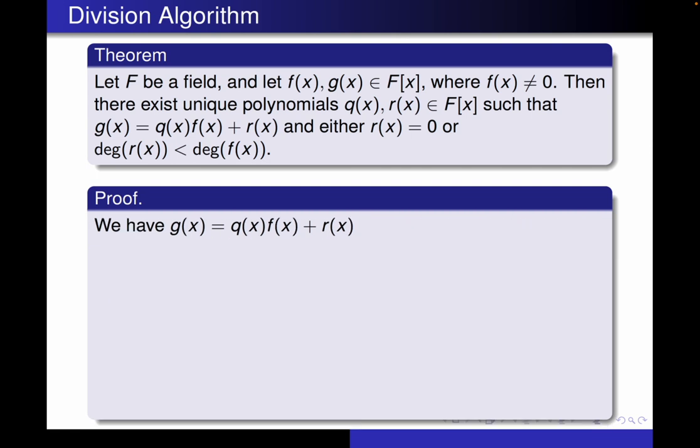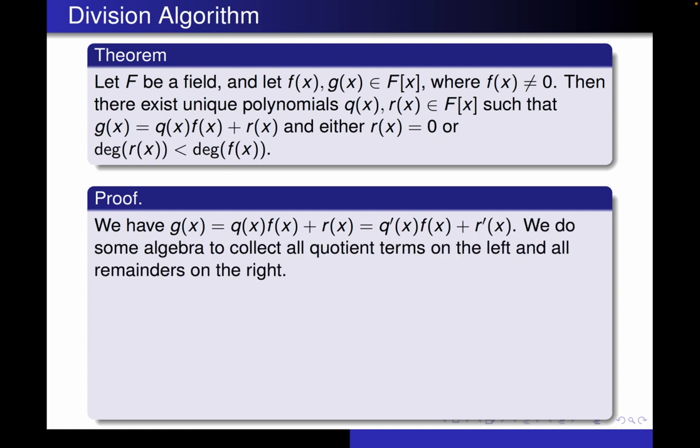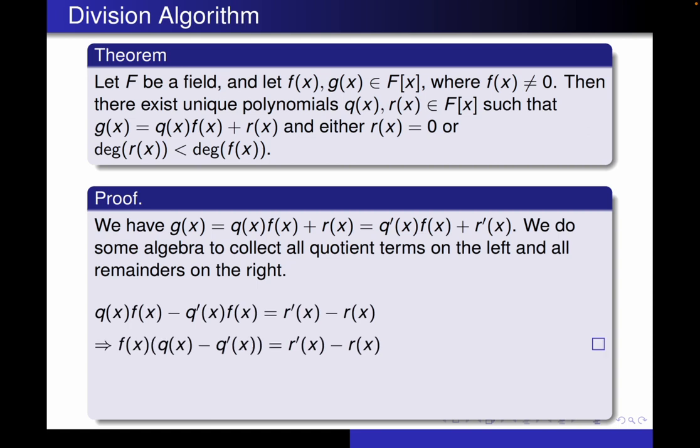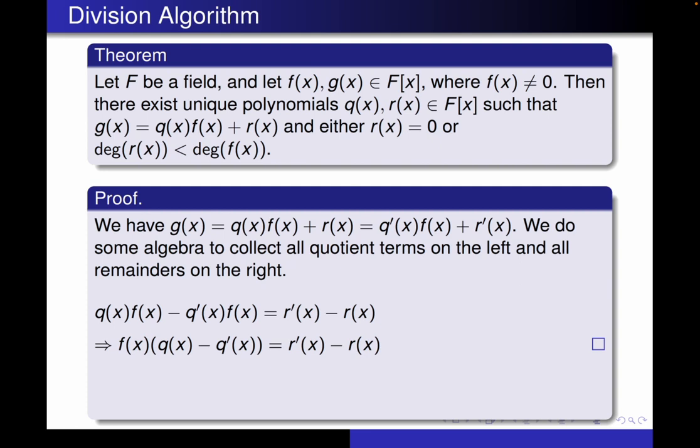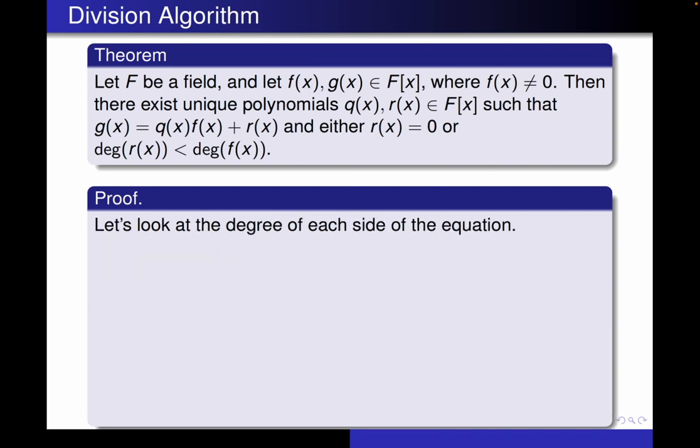So remember, we have g of x equals q of x times f of x plus r of x. We also have g of x equals q prime of x times f of x plus r prime of x. And if this looks familiar, a lot of what we do is going to be exactly the same as we did for the uniqueness in the division algorithm for integers. We're going to move all the quotient terms onto the left, all the remainder stuff on the right. Then we're going to factor out the f of x. And then we're going to look at the degree of the polynomials on each side of the equation. So we're going to look at the left-hand side of the equation and look at what its degree is, and the right-hand side of the equation, look at what its degree is. All right, let's see what we get.